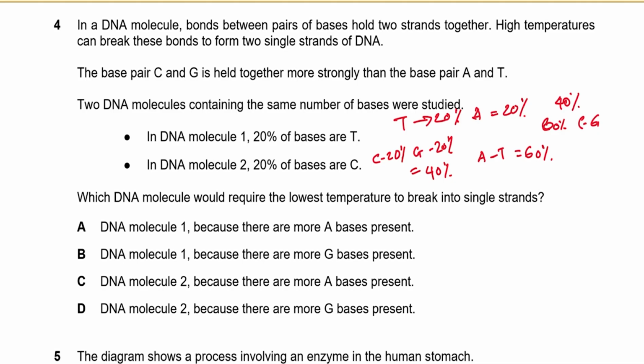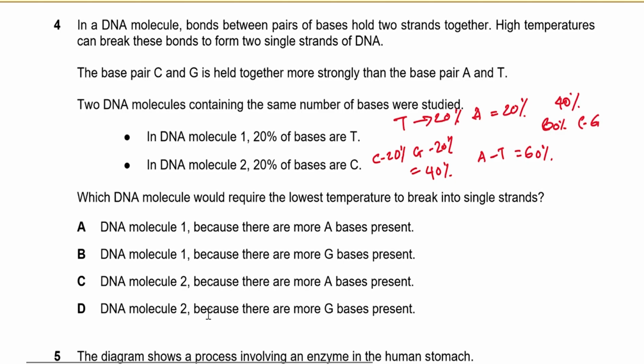Okay, so DNA molecule A, because there are more A bases present in molecule A, no? In molecule 1 here we can see A and T are of the same amount, 20%, 20%, so 40%. In molecule 1, because there are more G bases present, it means we are going to have a high amount of temperature required to break the bond, because we have seen here C and G are held together more strongly, so breaking them will require more heat.